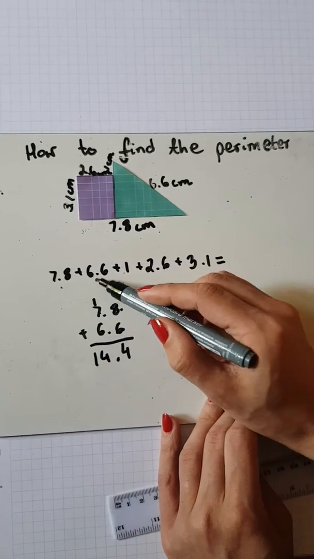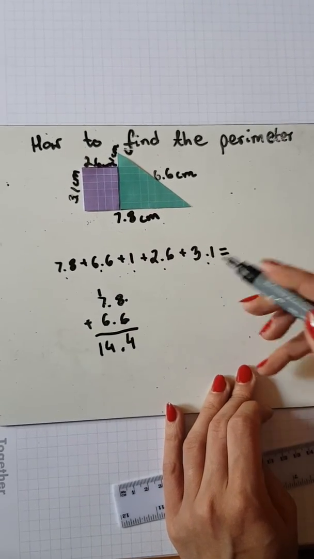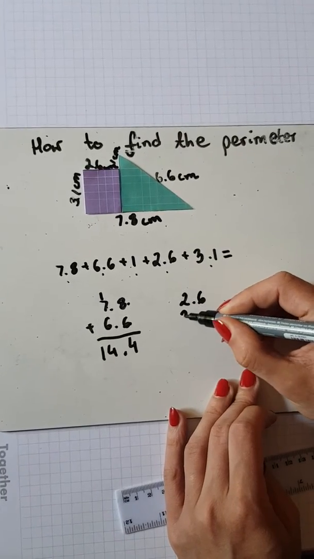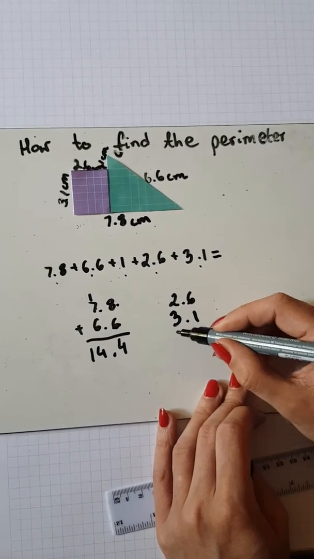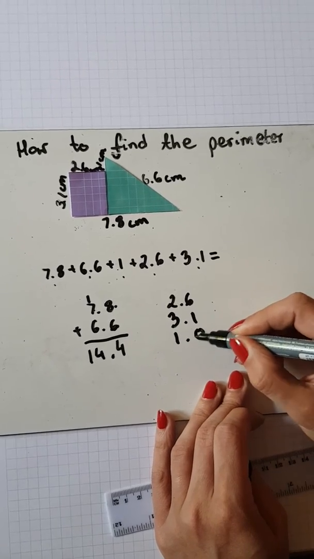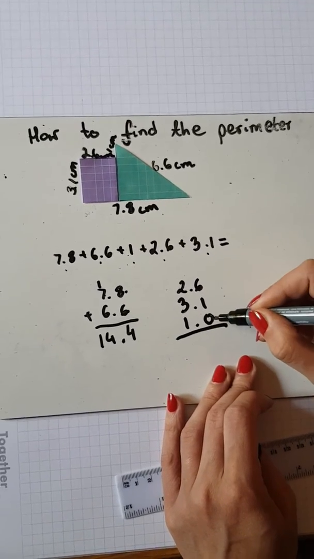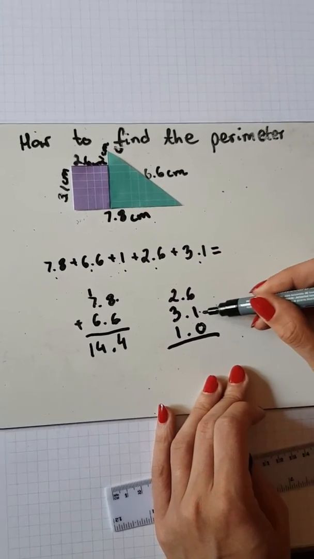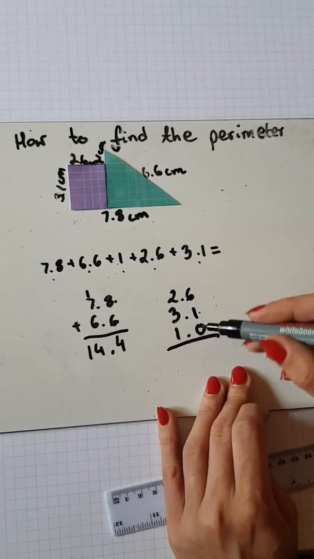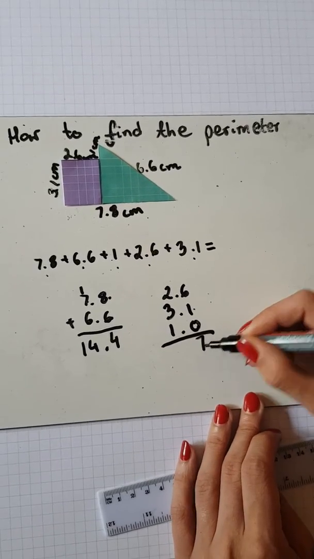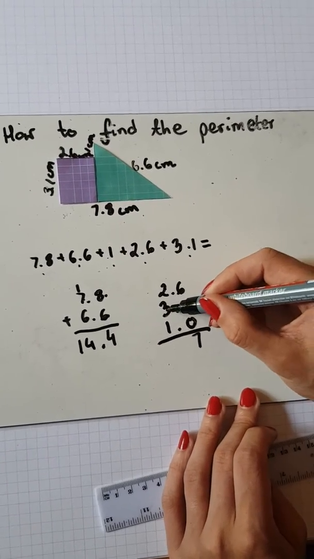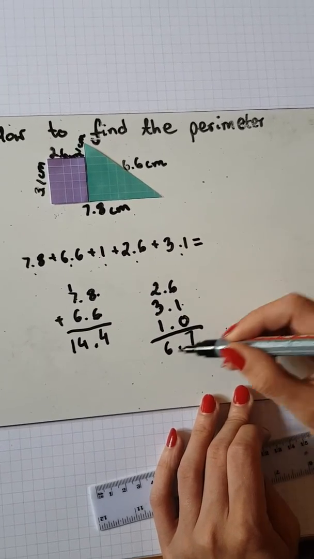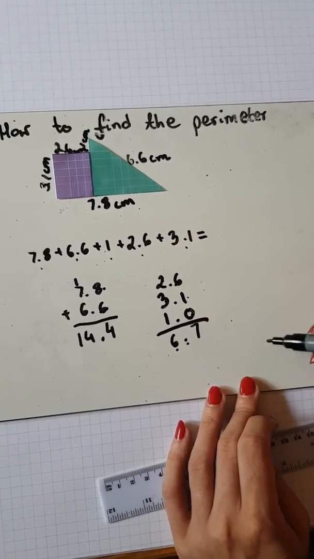I've done these two values. Now I'm going to move on to these three. I'm going to start with 2.6, 3.1. I'm going to add 1 at the same time. So 0 tenths and 1 tenth equals 1 tenth. Add 6 tenths, that gives me 7 tenths. 2 add 3 equals 5. Add 1 equals 6. That gives me 6.7 centimeters.